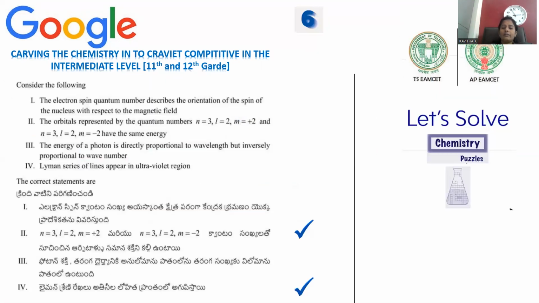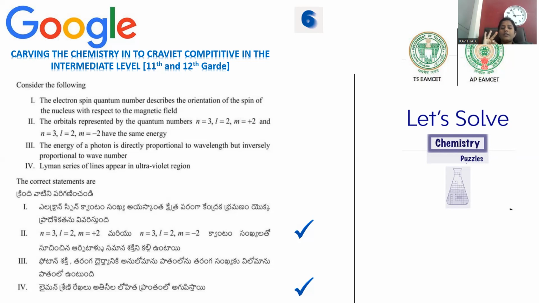Move on to question number 6. Question number 6 is a somewhat lengthy question. It is taken from atomic structure. The electron, consider the following. The electron spin quantum number describes the orientation of the spin of the nucleus with respect to the magnetic field. Spin quantum number. How many quantum numbers do we have? 4 quantum numbers will be there.